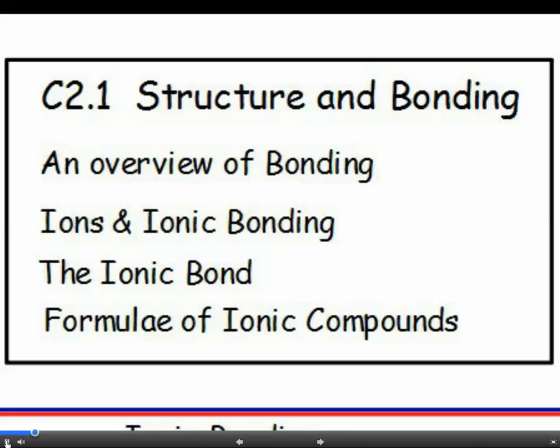C2.1 Structure and Bonding. In this section we're going to have an overview of bonding, then we're going to look at ions and ionic bonding, the ionic bond itself, and how we work out the formulae of ionic compounds.